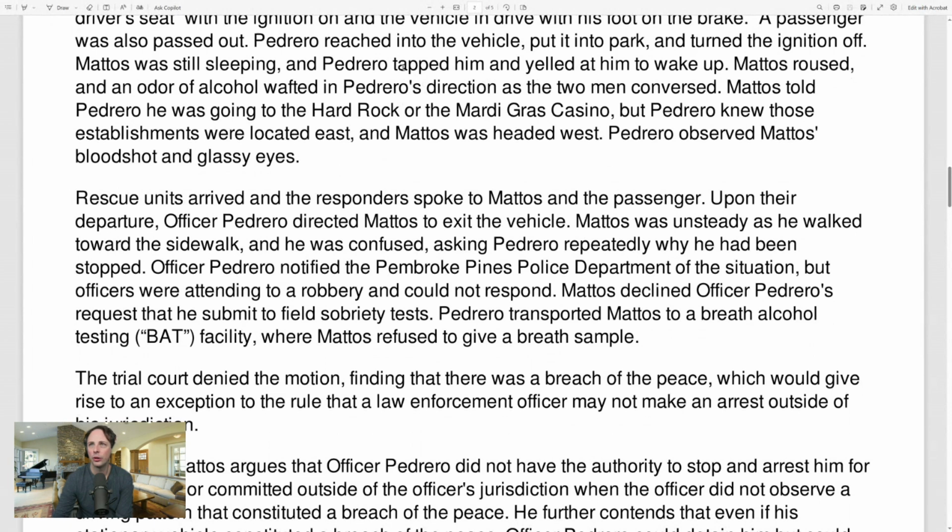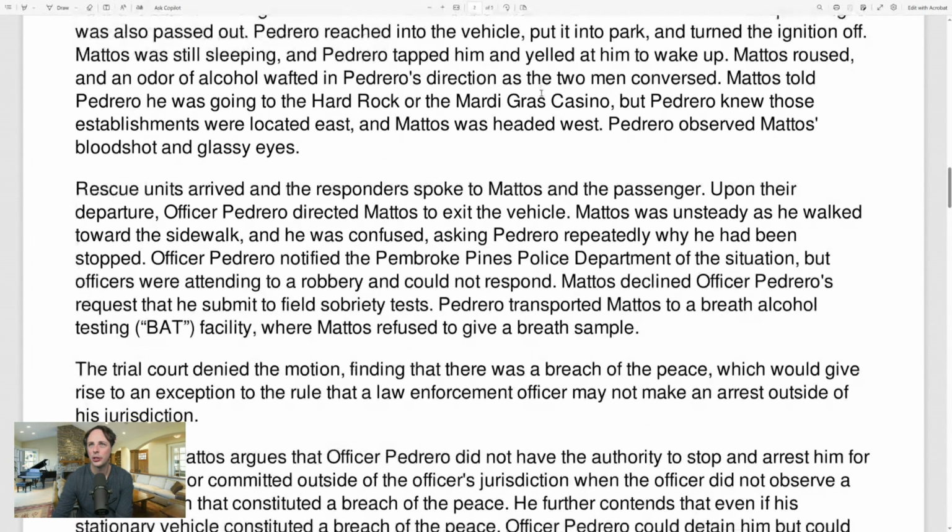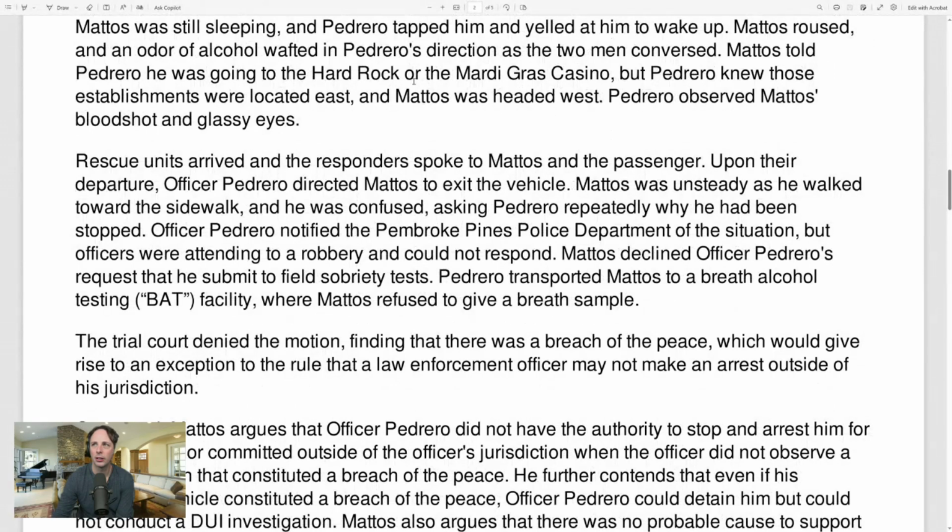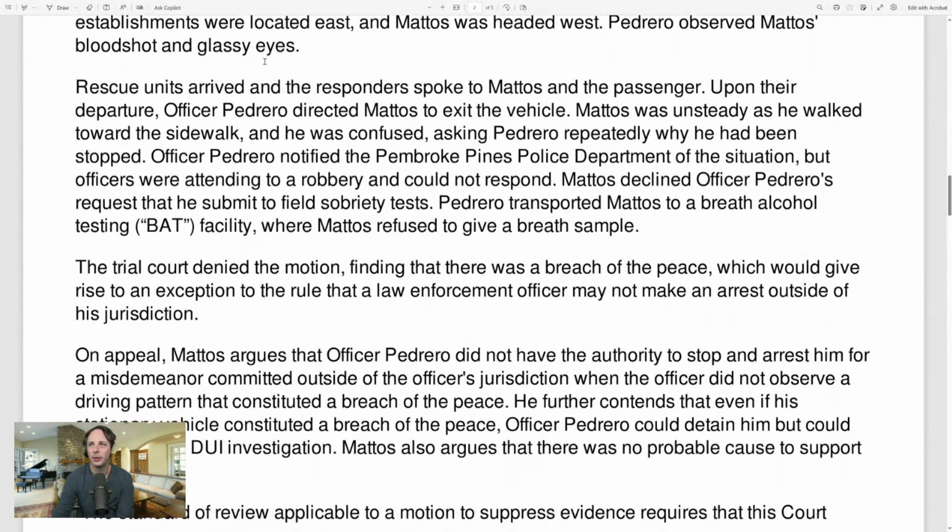Matos roused, and an odor of alcohol wafted in Pedrero's direction as the two men conversed. Matos told Pedrero he was going to the Hard Rock or the Mardi Gras Casino, but Pedrero knew those establishments were located east, and Matos was headed west. Pedrero observed Matos' bloodshot and glassy eyes, so indicating here that he was drunk and passed out.